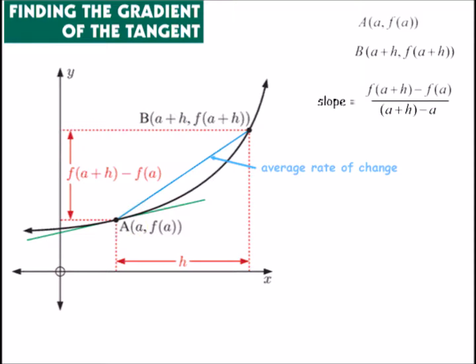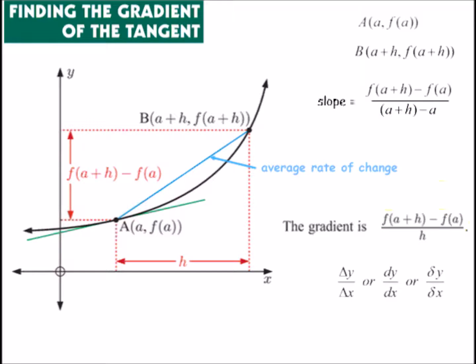Then we work out y2 take y1. For point B, the y coordinate is f of A plus h, and for point A, the y coordinate is f of A, so we subtract those two there. Which means we end up with a calculation for the gradient, the A plus h and the minus A, simplified to just h on the denominator.